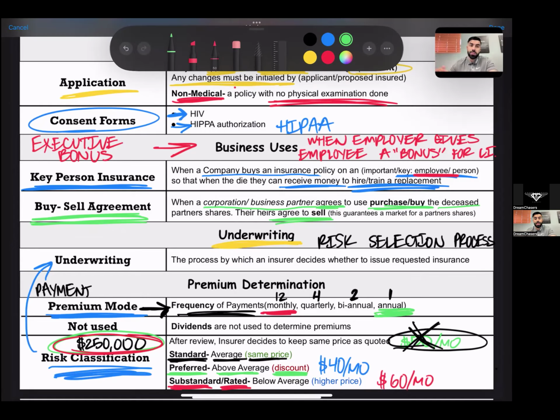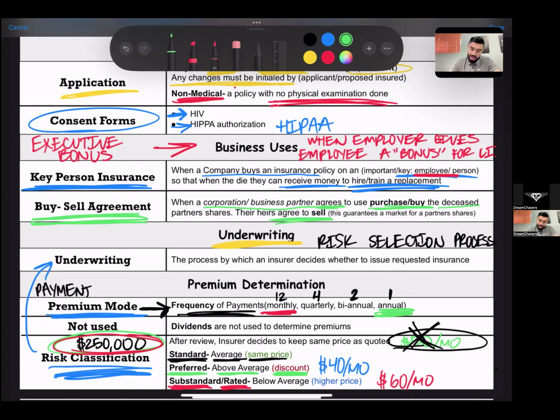Now, there is a question on the test that may ask, so if the individual on their anniversary date decides to change their premium mode from monthly to annually, what happens to the premium? So they're going from monthly to annually. They're going from making 12 payments to now just one payment. So what's going to happen? Their premium is going to be lower, right? It's going to be cheaper.